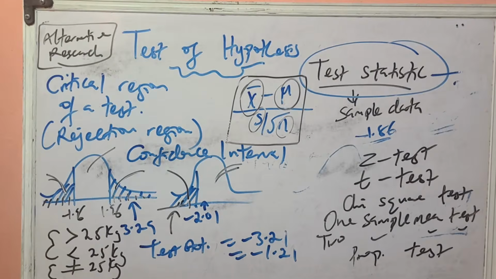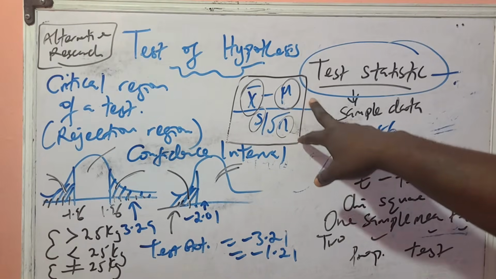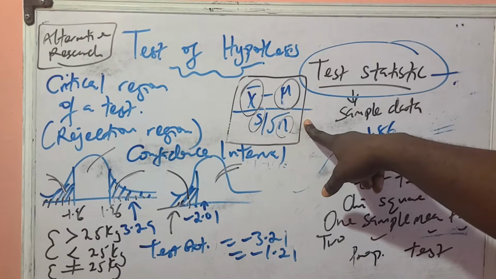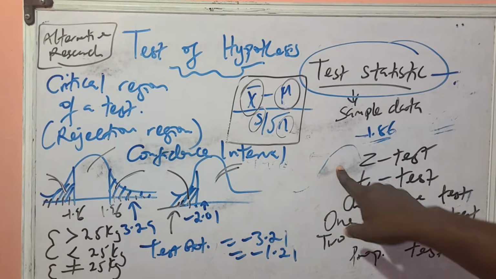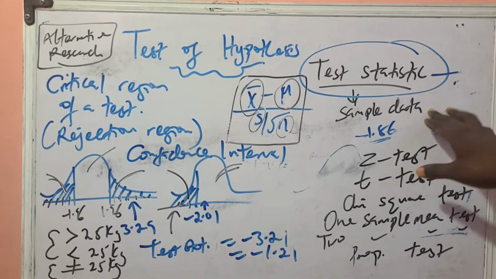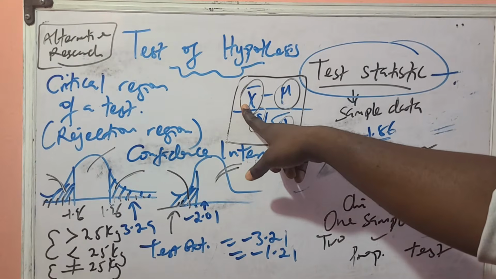Now, each of these different testings, we have different test statistics. It's more like a formula. Now, the one I wrote right here is that for the Z-test. So I told you test statistics work in such a way. I told you it's gotten from sample data. And as you can see right here, this is X bar, which is the sample mean.